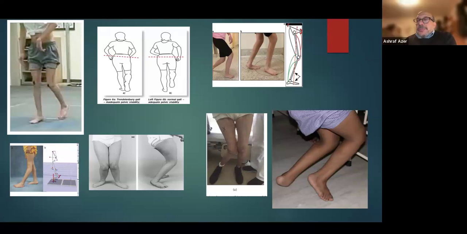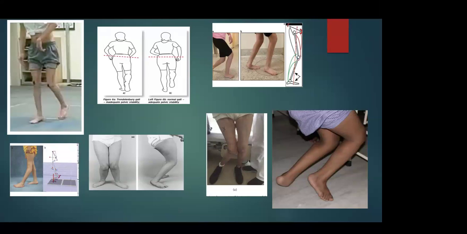How many milligrams of Botox are you going to give? How many units? No, I don't know.